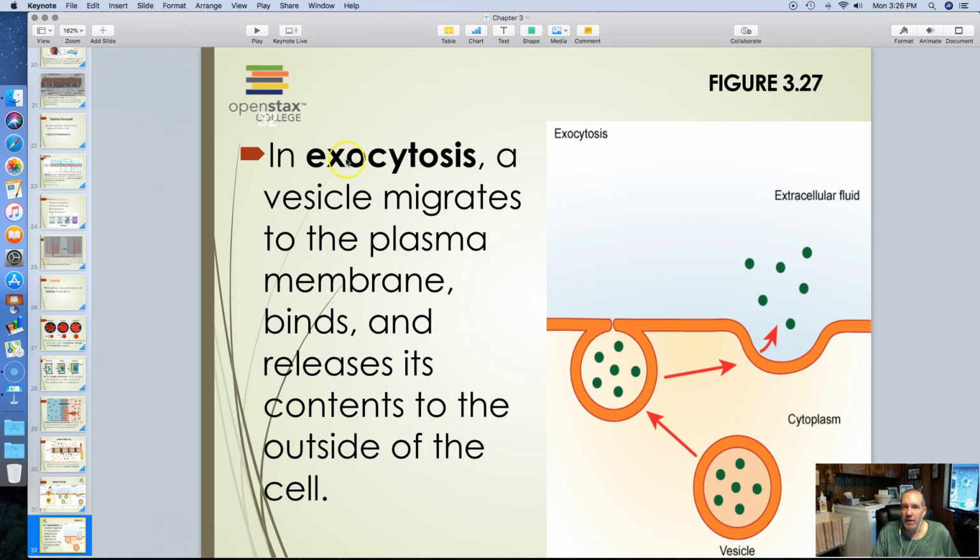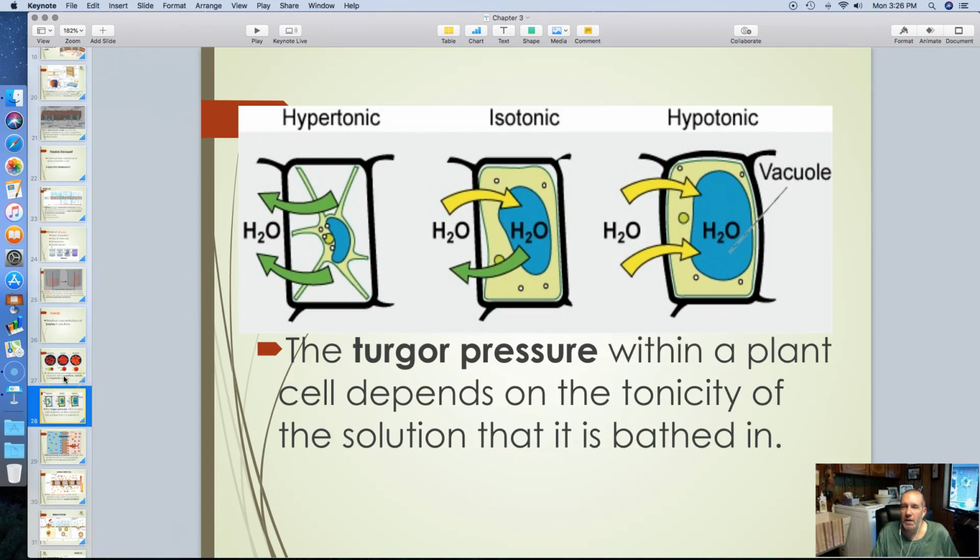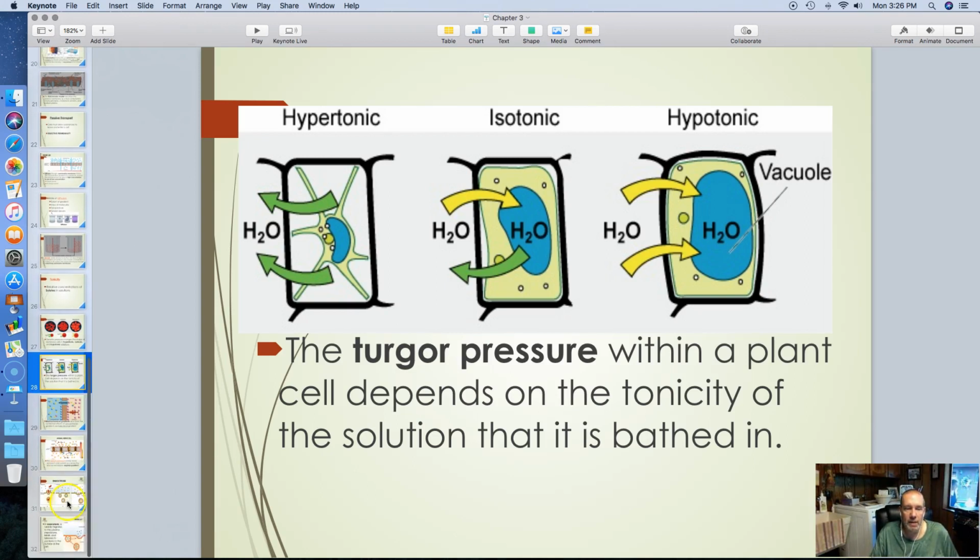As well as, again, you can easily Google exocytosis, endocytosis, tonicity, and just take advantage of, if you're more of a visual learner, especially like I am, using those animations and video clips to really help you out. All right, so next time we're going to be looking at how cells obtain energy.